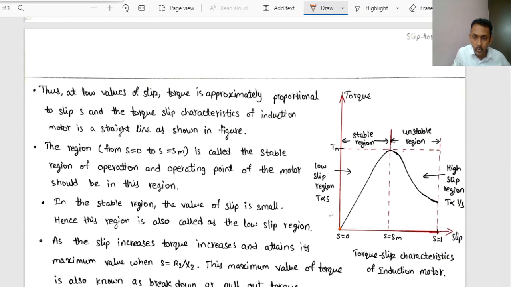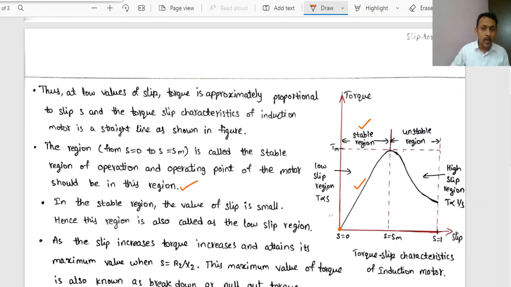At slip s equals 0, if the rotor rotates at synchronous speed, torque is 0. Now we can observe that under the low slip region the graph is linear. So this is the stable region of operation, and the operating point of the motor should be in this region.